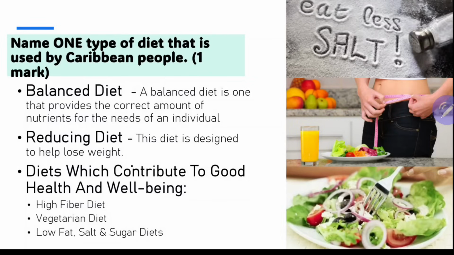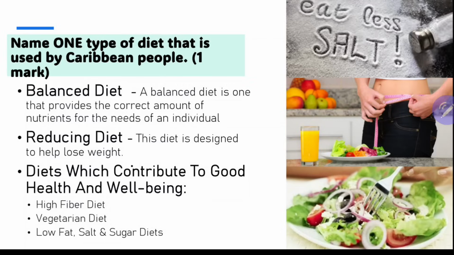All right, next, name one type of diet that is used by Caribbean people. Now, just a little point of information, guys. When you're being taught, your teacher may or may not use types of diet used by Caribbean people, but they may just teach you the topic types of diet. It's the same thing, okay? Don't get tricked by the question based on how it is stated. It is the same content, same knowledge that you have.